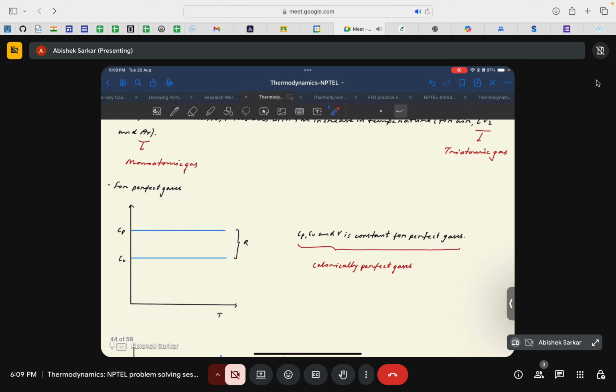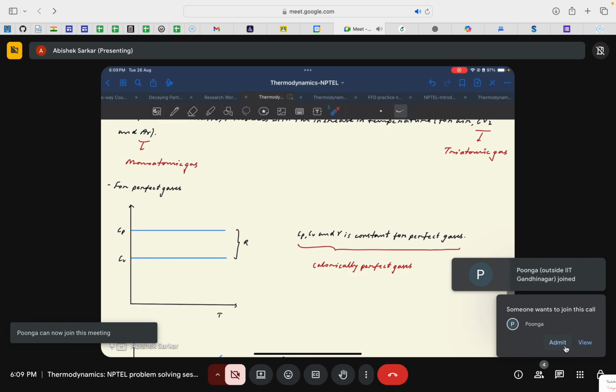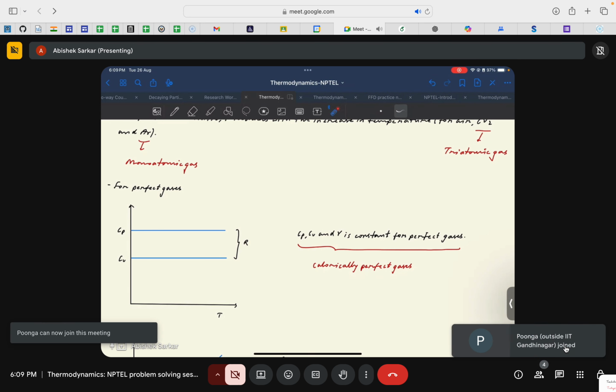We know, as mentioned in the previous class, that Cp and Cv, the specific heats of gases at constant pressure and constant volume, for perfect gases are constants. These perfect gases are also sometimes known as calorically perfect gases, for which the values of Cp, Cv and gamma are constants. This is one important point to remember.